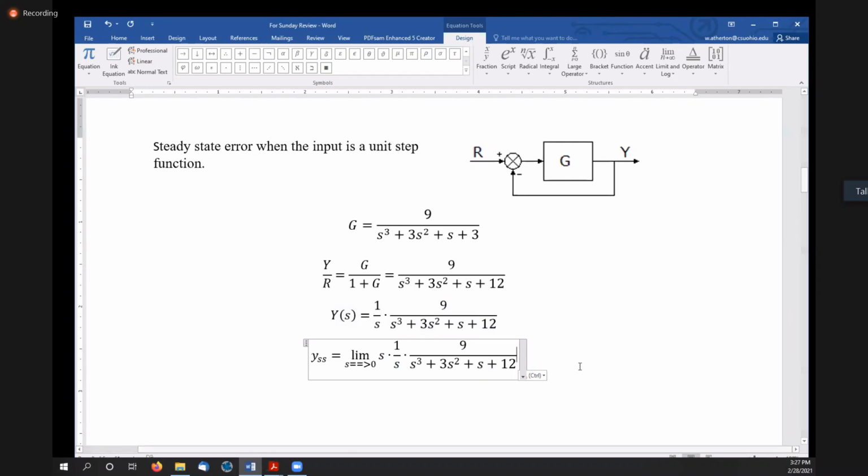Okay, so this is pretty good. I see this term is going to cancel this term, so I'm going to be left with this, and then I'm going to let s go to 0, so this cubic term drops out, squared term drops out, s term drops out. I'm left with 9 over 12. Looks like this would be equal to 9/12, which probably reduces to 3/4.